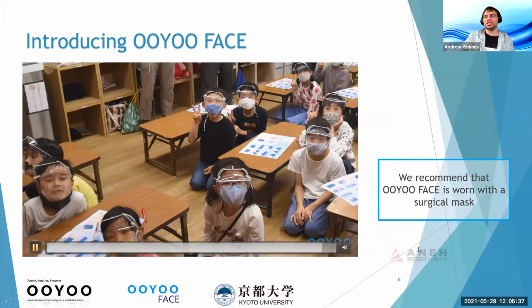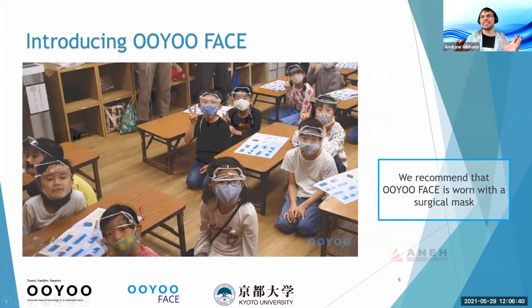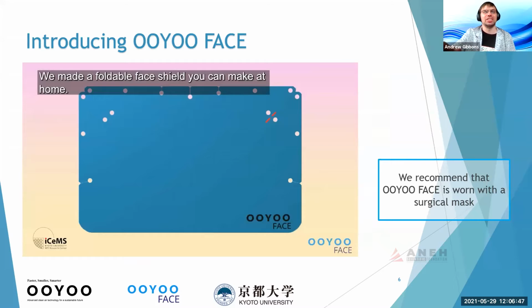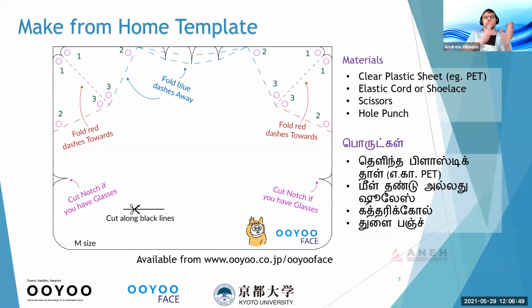So that's just a brief introduction into what the OOYOO Face idea is. It's a way of making a face shield with easily accessible materials. So the way we did it is we tried to make as simple a design as possible. So we made a simple template that you can download from the website. And then anyone can take this template and, with a clear plastic sheet, make their own face shield. Now, we tried to make this as easy to make as possible.